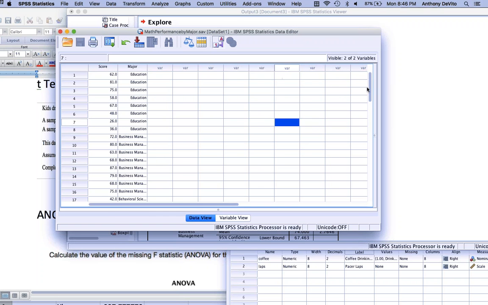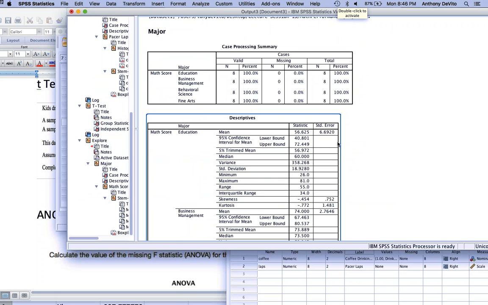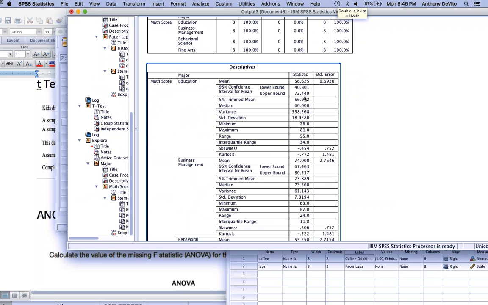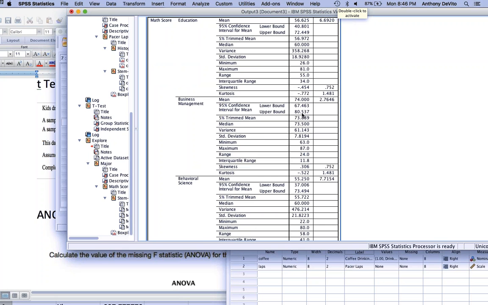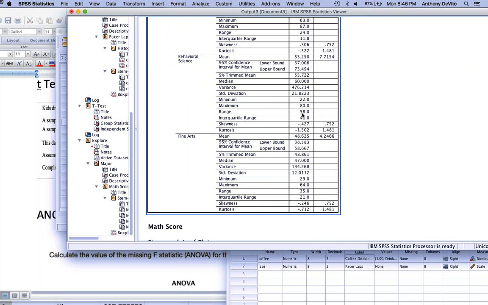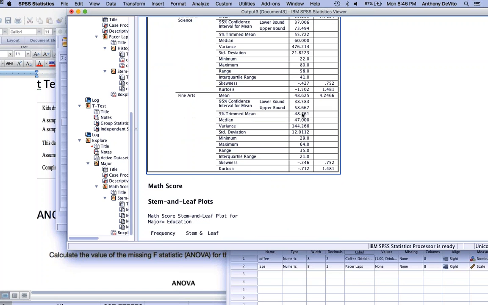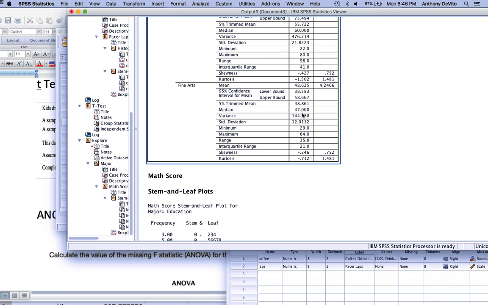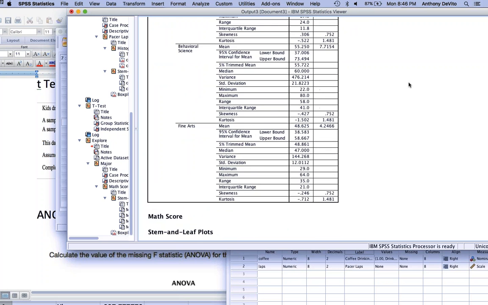Okay, so the output came up here. Let's see, there's 4 groups. Education majors had a mean of 56, business majors 74, behavioral science majors 55, and fine arts majors 48. Maybe it's a math test, right? Fine arts majors didn't do quite as well.